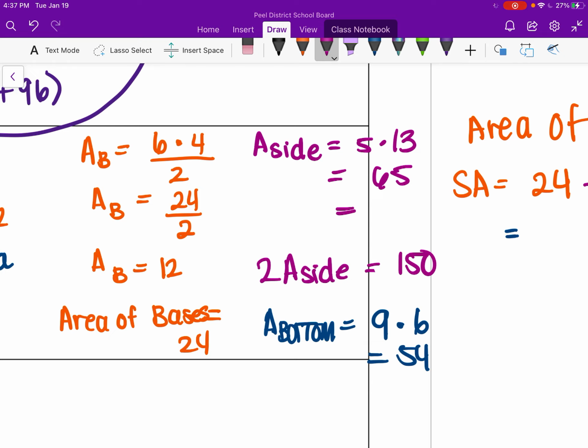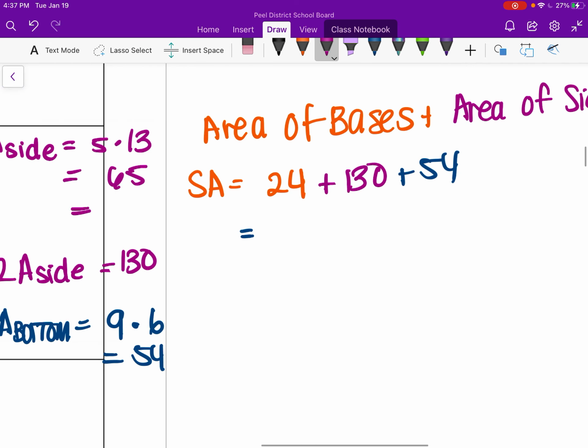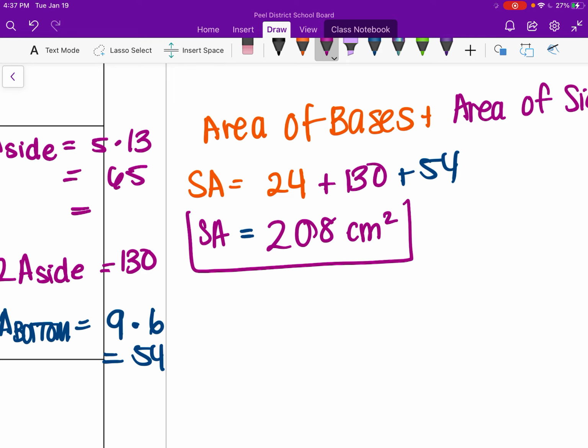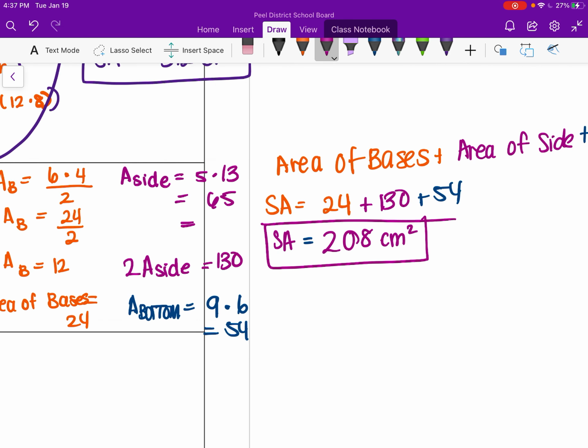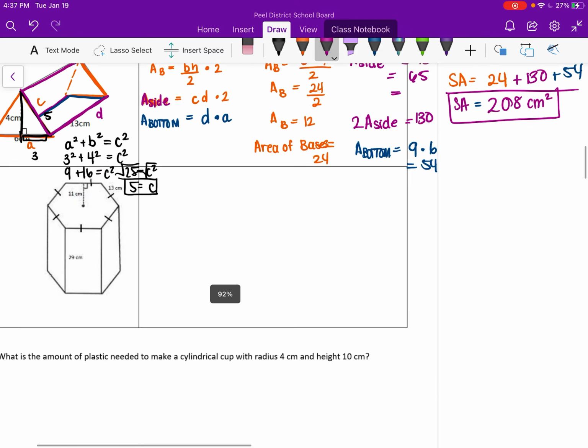65 times 2 is equal to 130. So yeah, I'm right. So 24 plus 130 plus 54. Sorry, ignore everything I just said. Just keep moving. And then there's going to be 208. So surface area is equal to 208 centimeters squared. Okay. So we're just going to move on now.